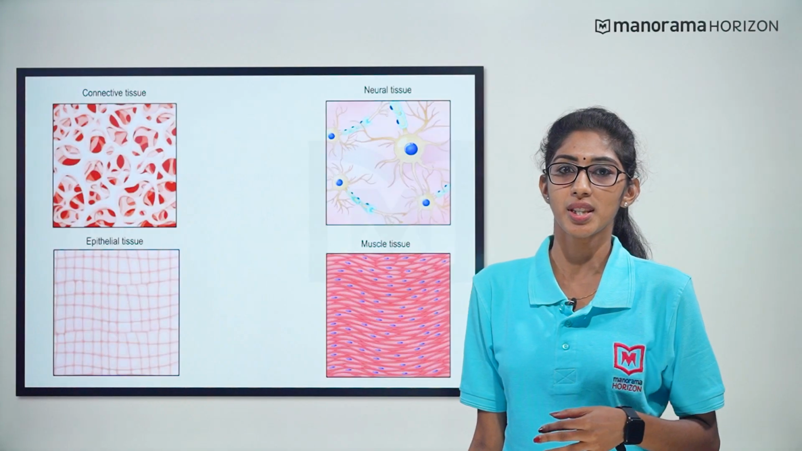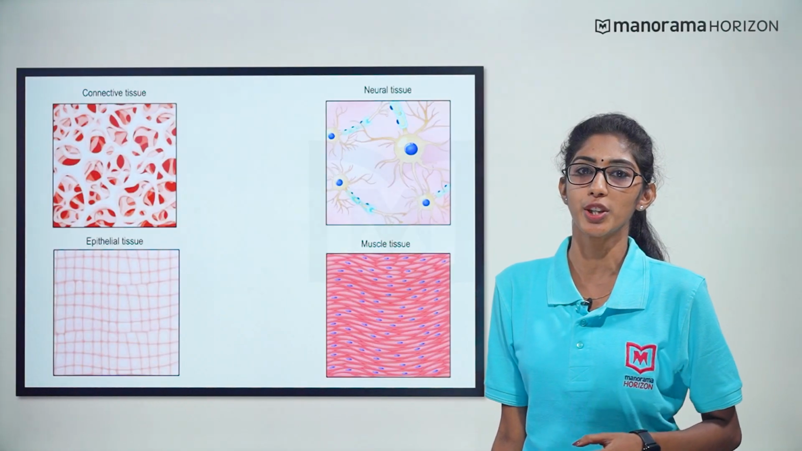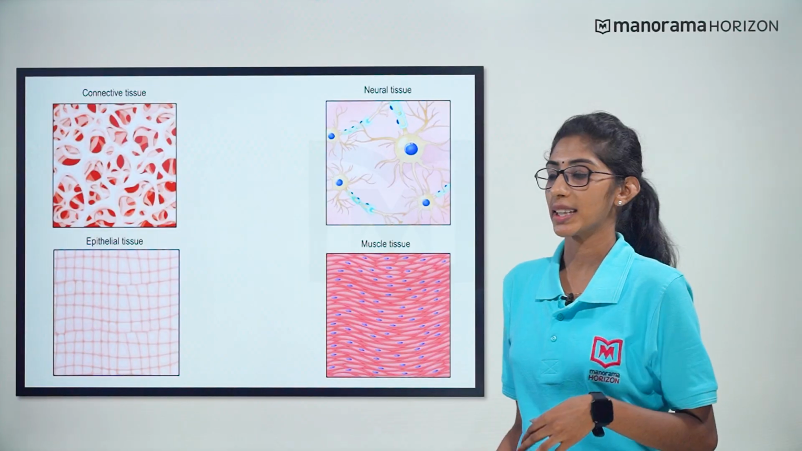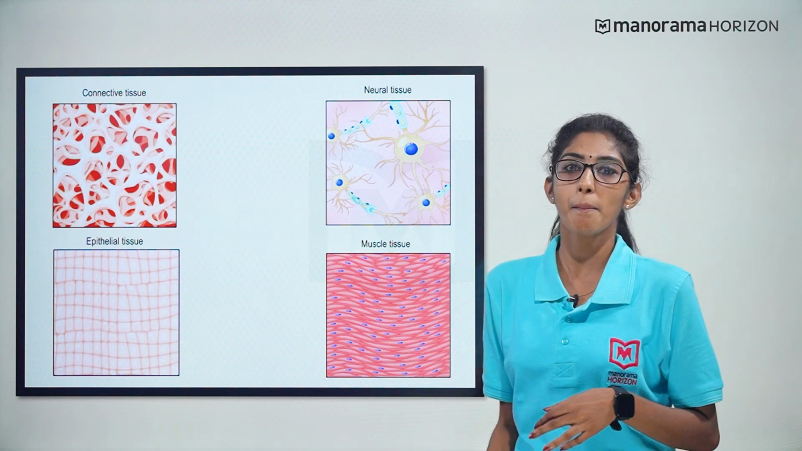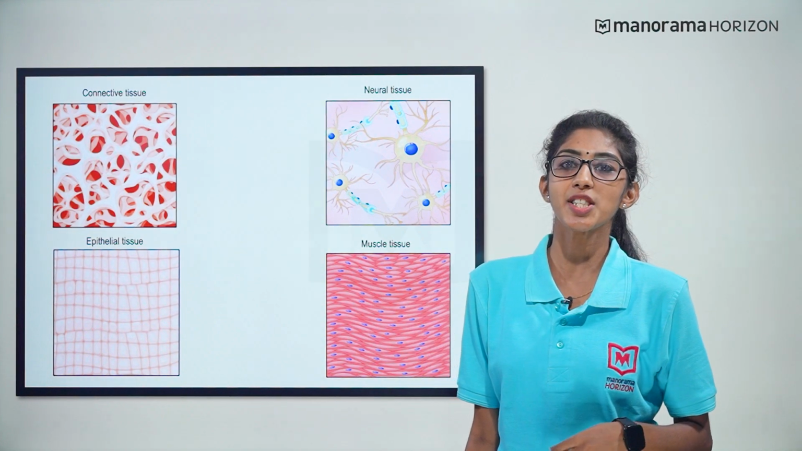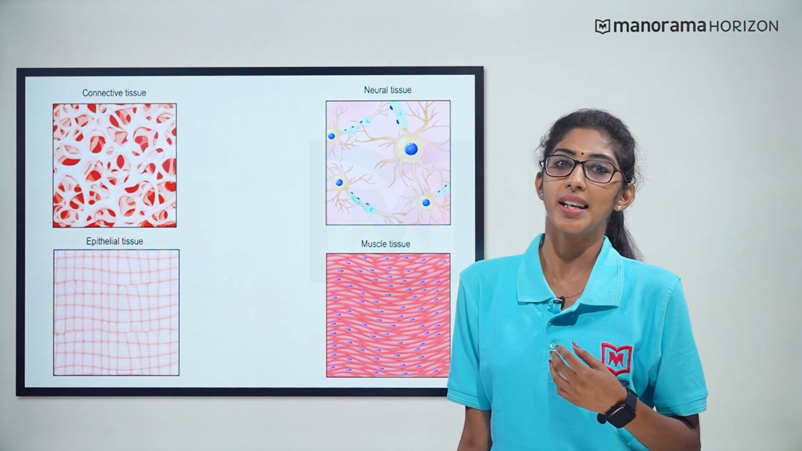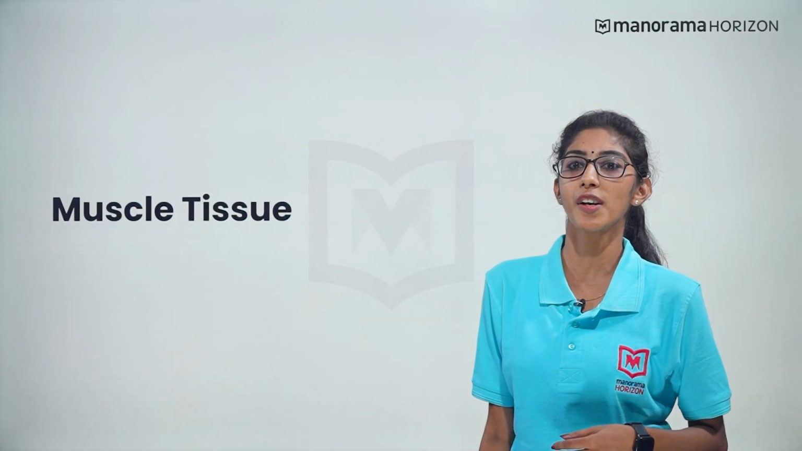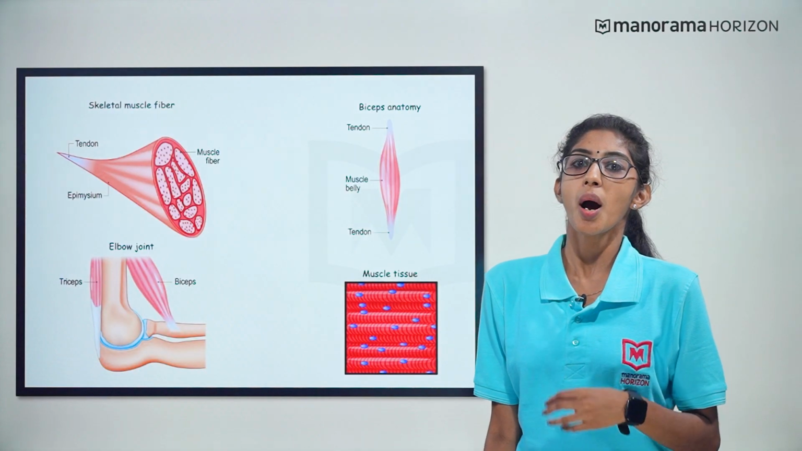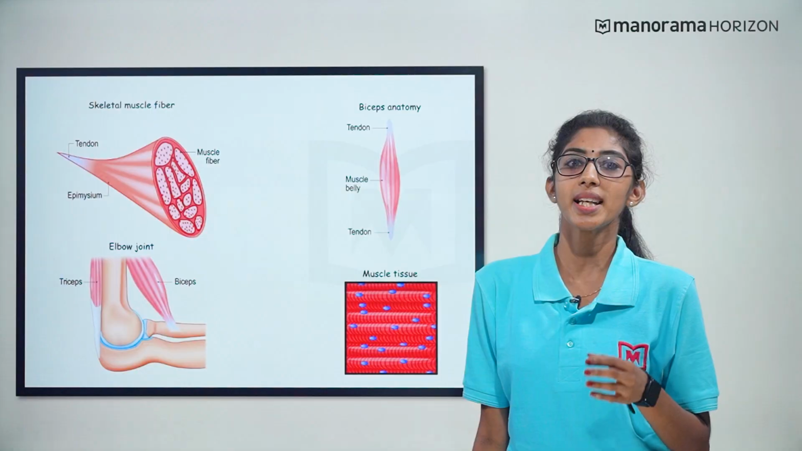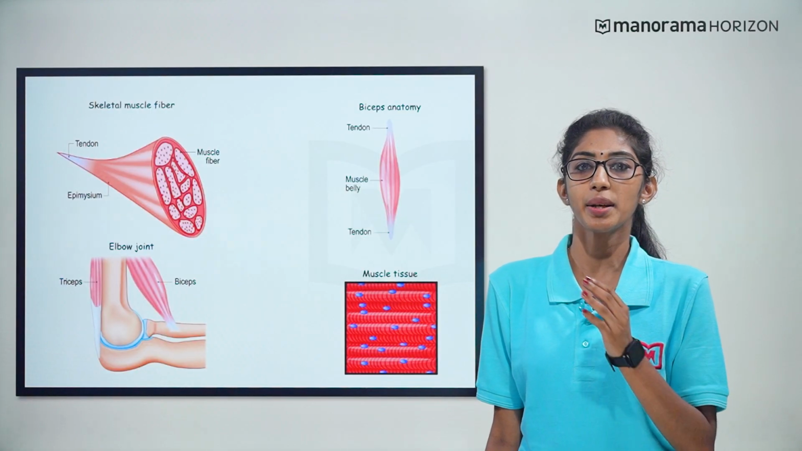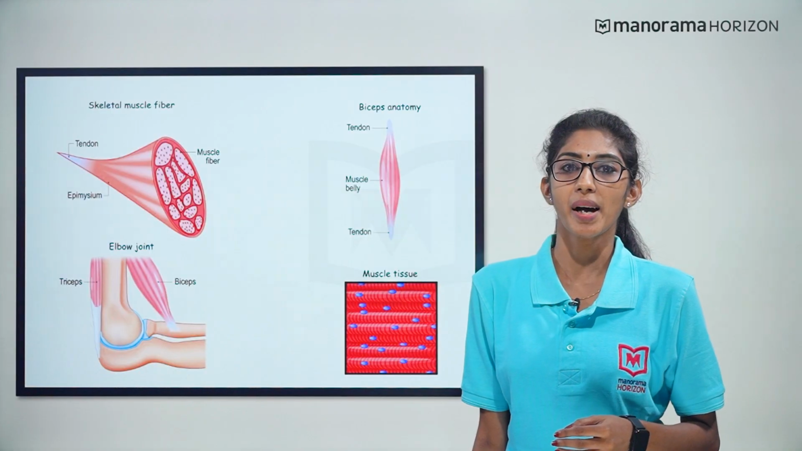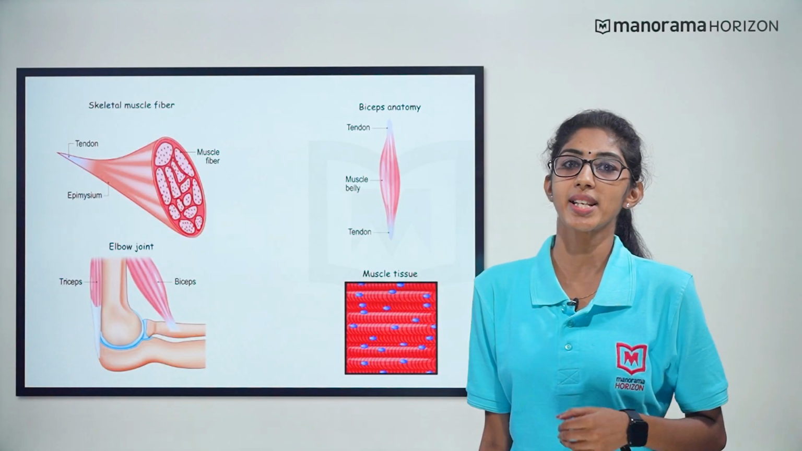Based on the function, the tissues are classified into four: connective tissue, neural tissue, epithelial tissue, and muscle tissue. Let us check each tissue in detail. The first one is muscle tissue. Muscles are contractile tissue that act to bring about coordinated movement in the body. They function by contraction and relaxation.